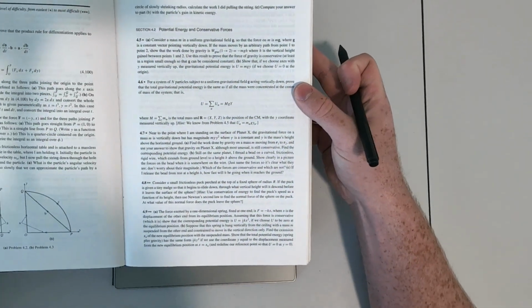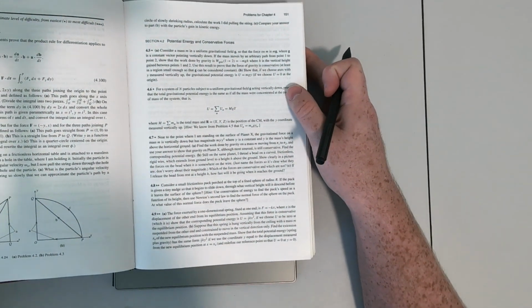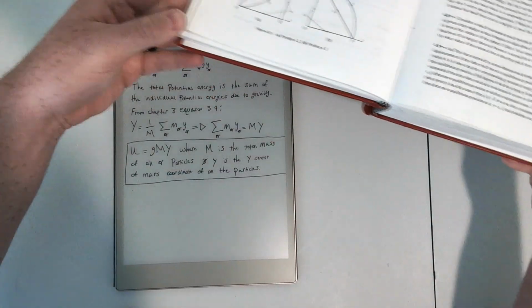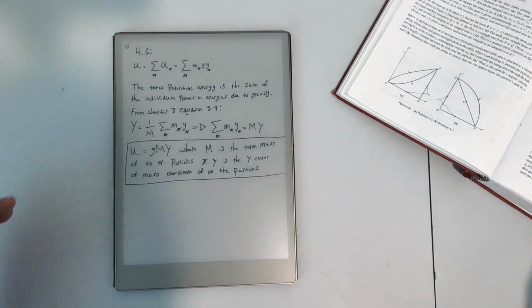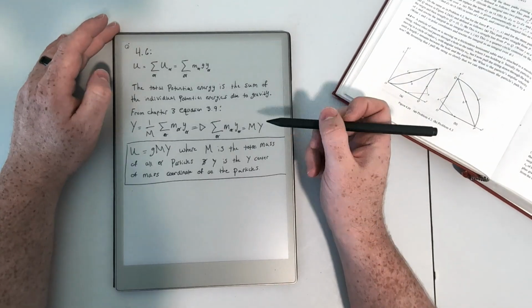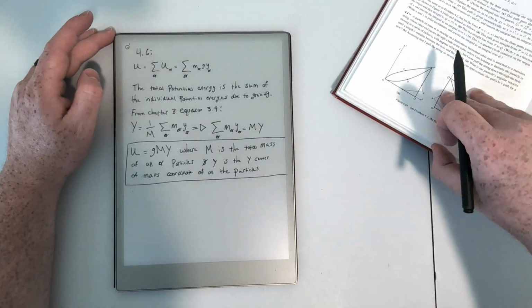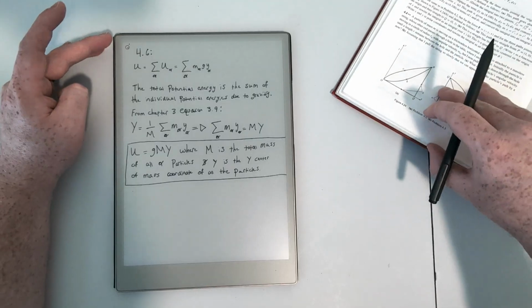So essentially it gives us a hint from problem 4.5, and it's a pretty straightforward problem, but you need to reference something from earlier in the textbook, from chapter 3, I believe, where it talked about the center of mass.